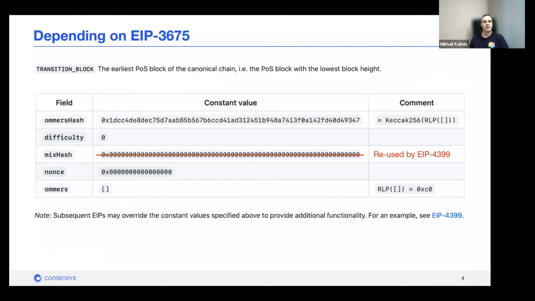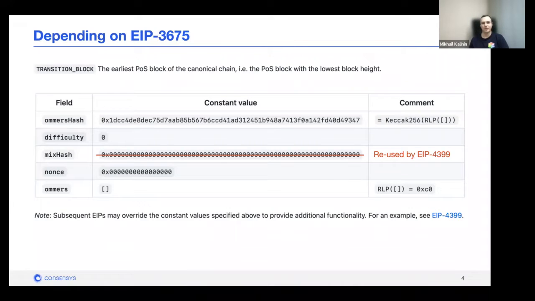The next one is the dependency. Let's just go quickly through the dependencies on 3675 here. So the transition block, as has been mentioned, is literally the first proof of stake block in the system. And this is where this EIP 4399 takes effect.